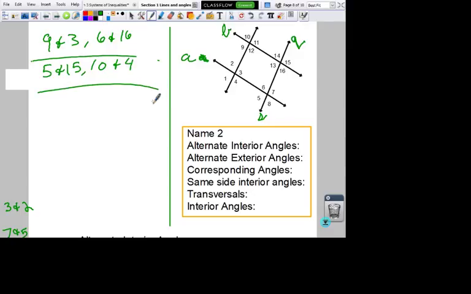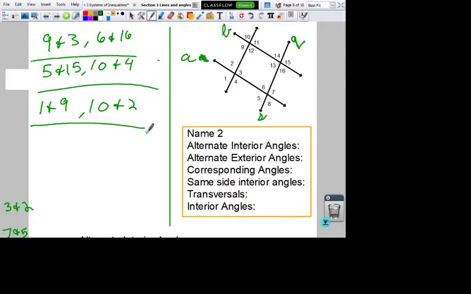Let's go corresponding. Tiana, give me a pair of corresponding angles. 1 and 9 are corresponding. All right. Kylie, give me another pair of corresponding. 10 and 2. Yep, 10 and 2 are also corresponding. All right, let's keep going.